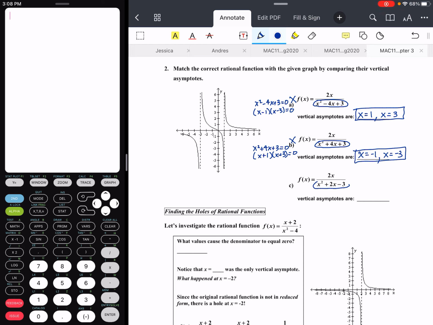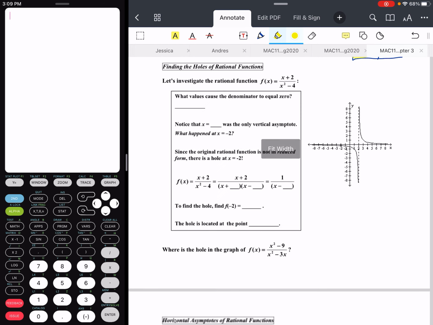All right, so hopefully c works out. We're going to set our denominator x squared plus 2x minus 3 equal to 0. x plus 3 times x minus 1 equals 0. Set x plus 3 equal to 0, and we get x equals negative 3. x minus 1 equal to 0 gives me x equals positive 1. So there we have a match, right? So we've got those vertical asymptotes at x equals negative 3 and x equals positive 1. So this guy's our match.